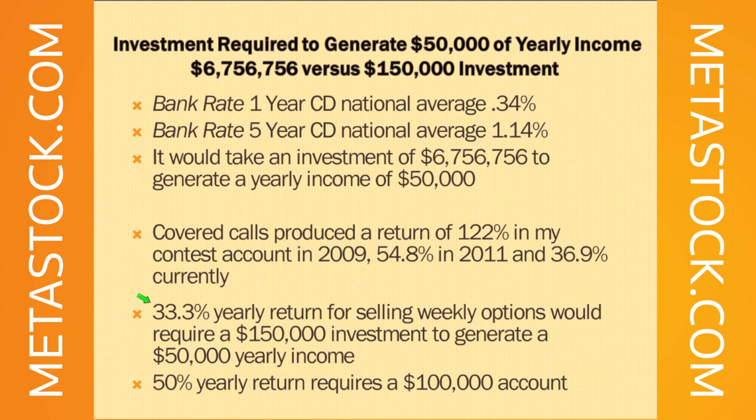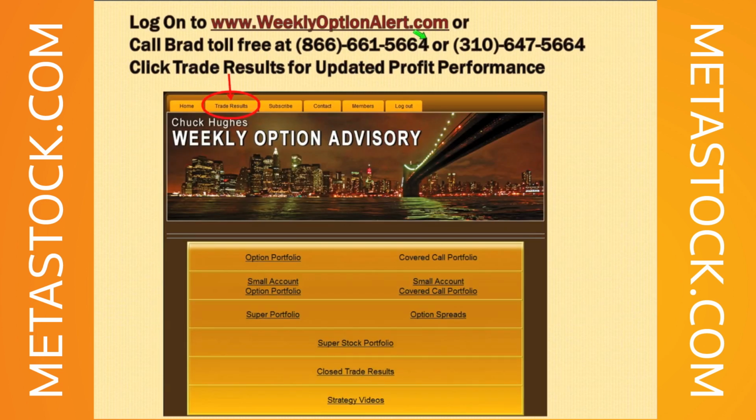So if you're able to get a 33.3%, it would only take a $150,000 investment to generate this $50,000 in yearly income. So I thought that was an interesting comparison. $6.7 million versus $150,000 to generate $50,000 in income.